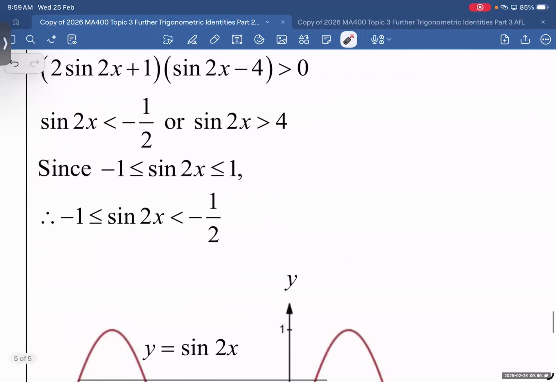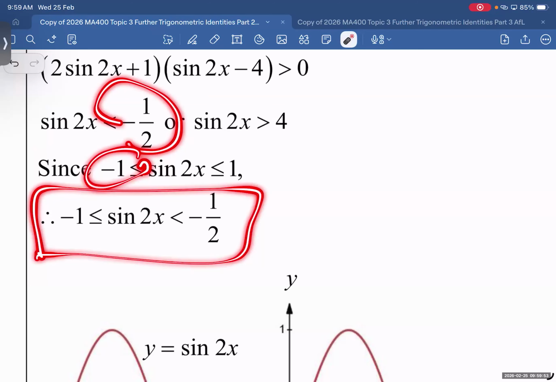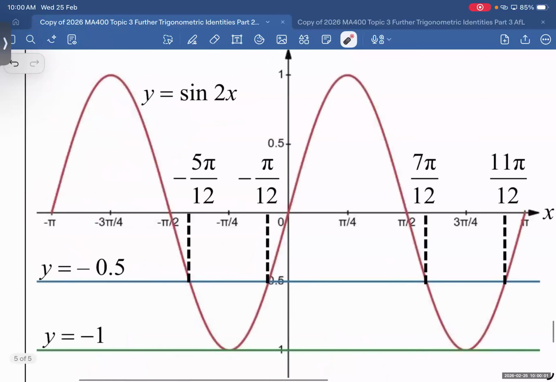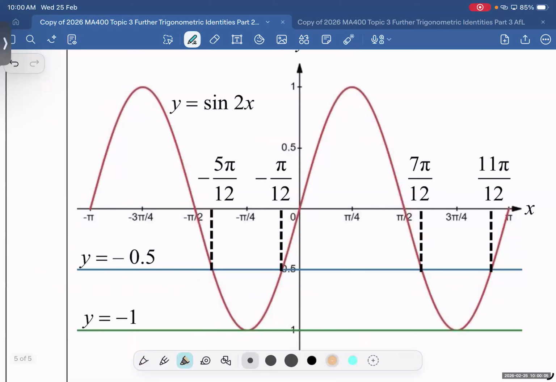Then the thing is, this cannot happen. So I'm basically looking at -1 and negative half to give me this. And so when I look at this, you don't need the graph, but the graph will help. For me, for teaching wise, the graph will help. So when I draw sine 2x, I will see that the region between -half and -1 is over here.